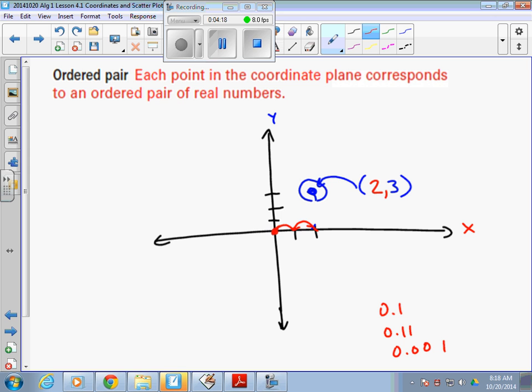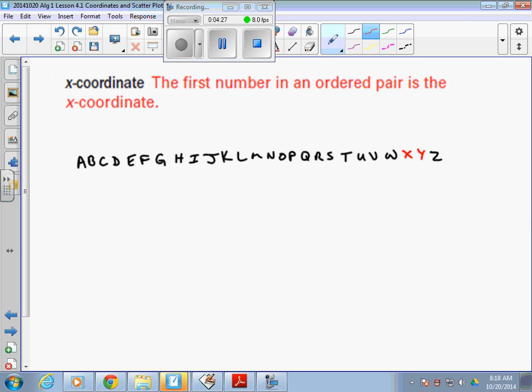But the point itself, the ordered pair, is x, y, 2, 3. And we'll talk about which one's which in just a second. The x coordinate, and yes, I have the alphabet written up here. The first number in the ordered pair is the x coordinate. If you forget which one goes first, it's alphabetical. Notice x comes before y.